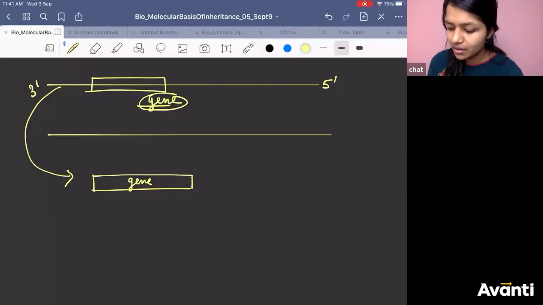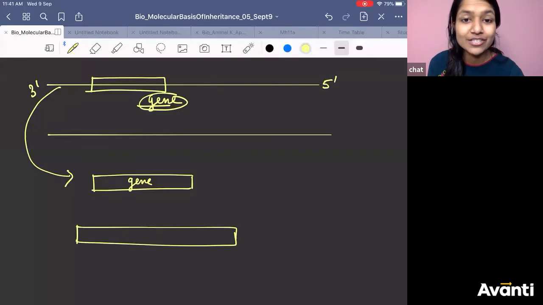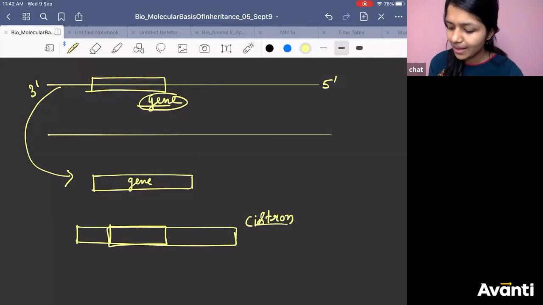If this is the gene, in the gene you will have something called a cistron. Or you can understand it like this: the gene has a cistron. And this cistron is going to get transcribed. This cistron will become mRNA. So this cistron is present in the gene.